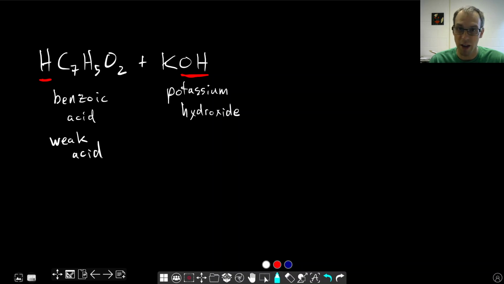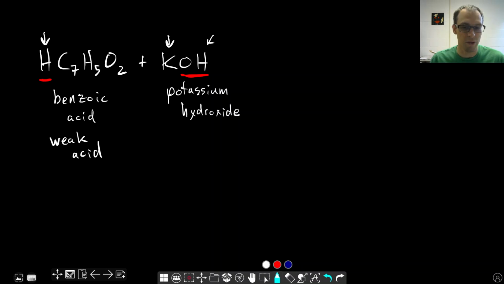Potassium hydroxide is a strong base, not an acid, because it is a metal hydroxide from the first group. If you look at the periodic table, you'll see potassium is in the first group of the periodic table. So this is an example of a strong base. Now, what we know is that our proton is going to be donated by the acid, and it's going to be accepted by the base.